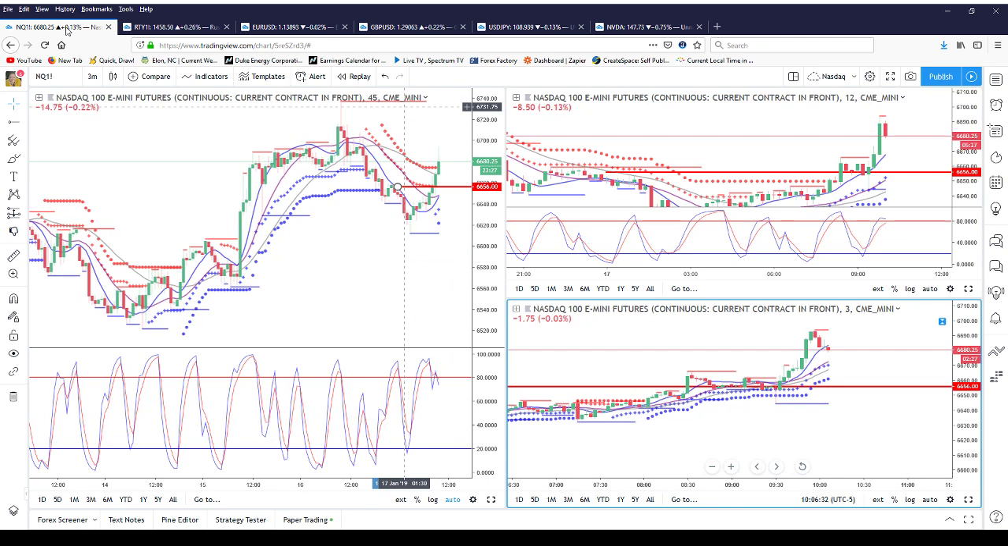Go over and see what the NASDAQ's doing. Well, the NASDAQ's doing pretty good too. It went below the 6680. I didn't do that one. I didn't like having to go out that far on it.